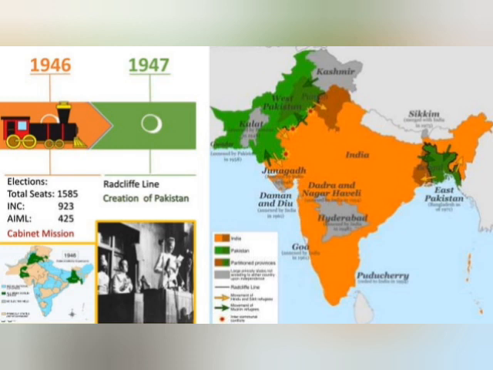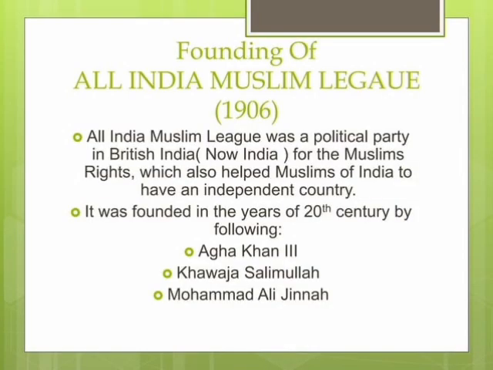Interim Government, 1946-1947. The next step was the formation of an interim government for the implementation of the Cabinet Mission Plan. This government was to consist of Indian representatives. Negotiations to form the interim government proved difficult beyond expectation.